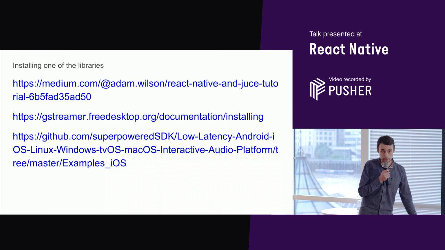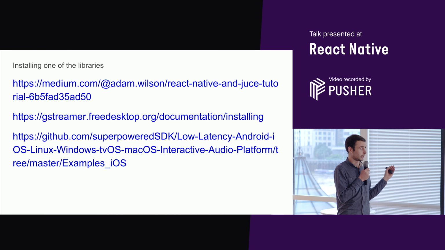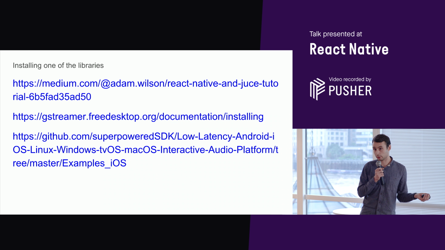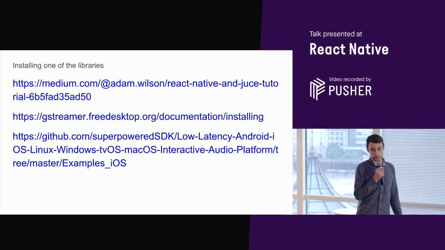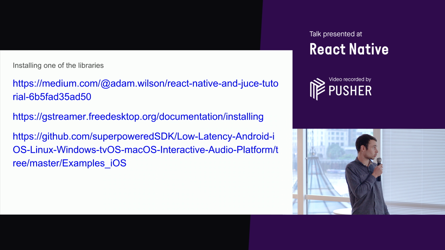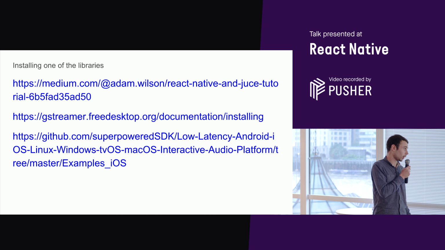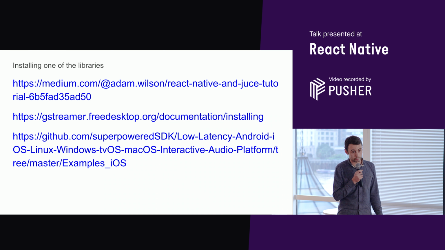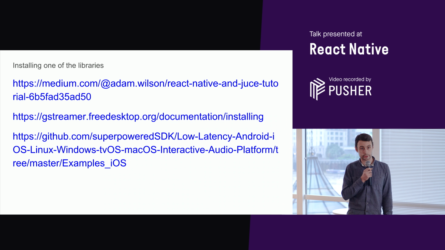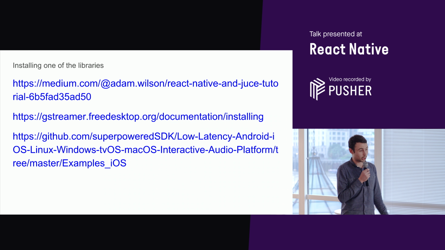In terms of installing any of those 3 libraries, I'd be happy to answer a couple of questions afterwards, but I think it's about an hour talk just to run through properly installing those libraries. So I've just put these links to some resources where you could find out how to install React Native with JUCE, how to install GStreamer, or how to run the Superpowered SDK iOS examples. Then you have to go through those Xcode projects and look through how they're compiled, and then pick it out and create your own React Native module from that.